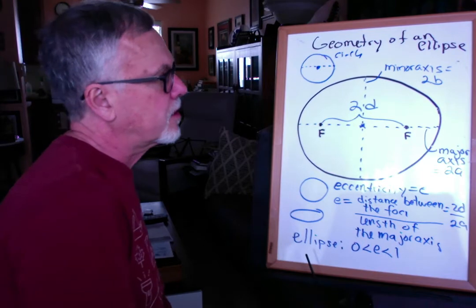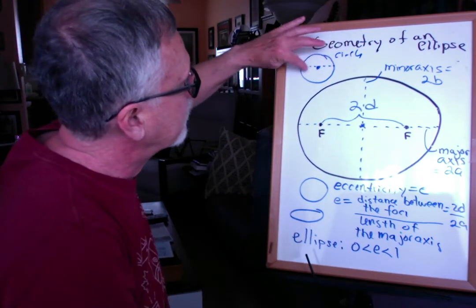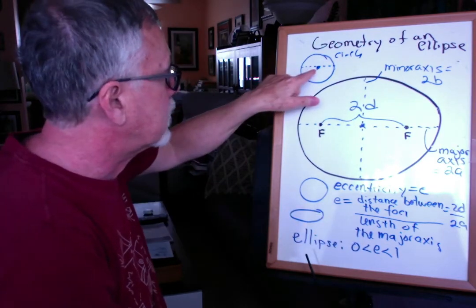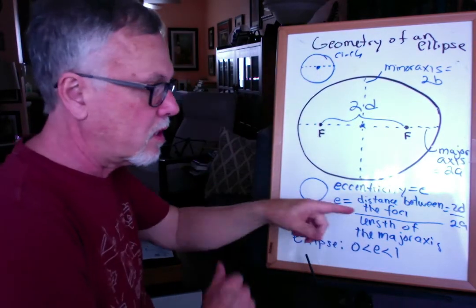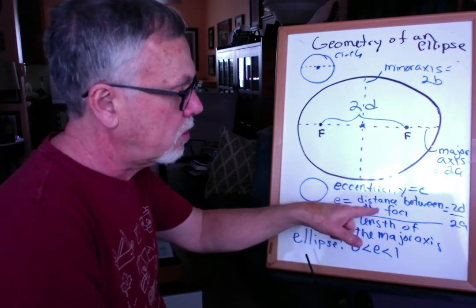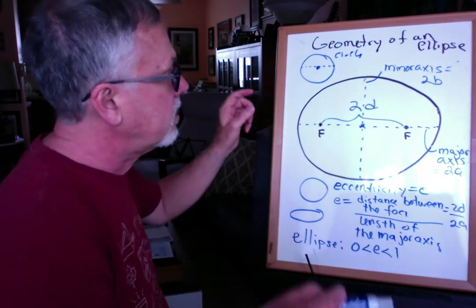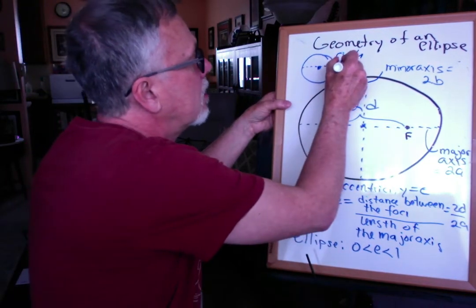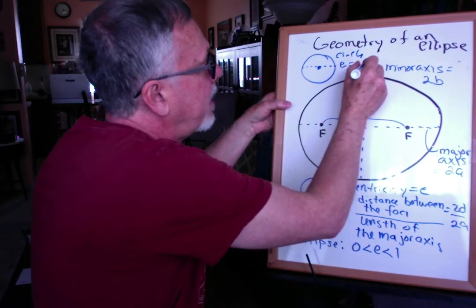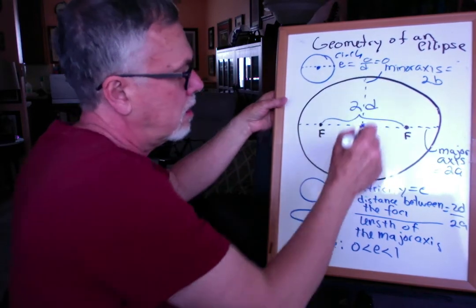So let's think about this. For a circle, let's imagine that the diameter is the major axis. And the two points are now on top of one another, so the distance is 0 between the 2 points that make up our foci. So really the eccentricity of a circle is 0 divided by the diameter of that circle, which is 0.